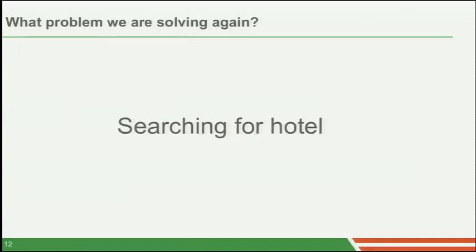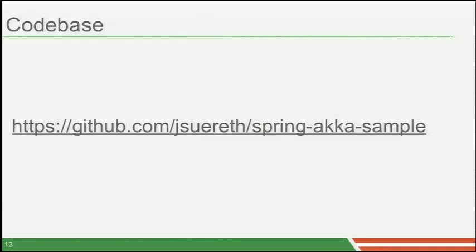So what's the problem you're solving here again? I want to iterate back again. We are solving the hotel search problem. We want to make the search as scalable as possible with all the infrastructure that we have for our Spring application. The code base that we're going to use is already hosted in GitHub. If you have a laptop with you, I would really encourage you to download the code so you can start looking into it in parallel. That would be awesome.